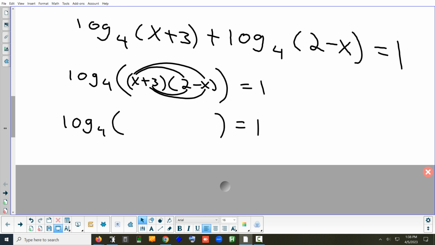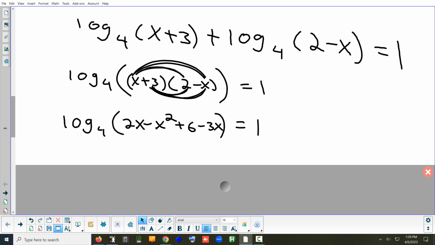All right, when I multiply this out, Austin, what's x times 2? 2x. And Alex, what about x times negative x? Negative x squared. Okay, so we got that. Curtis, what about 2 times 3? 6. And then Tony, 3 times negative x. Negative 3x.